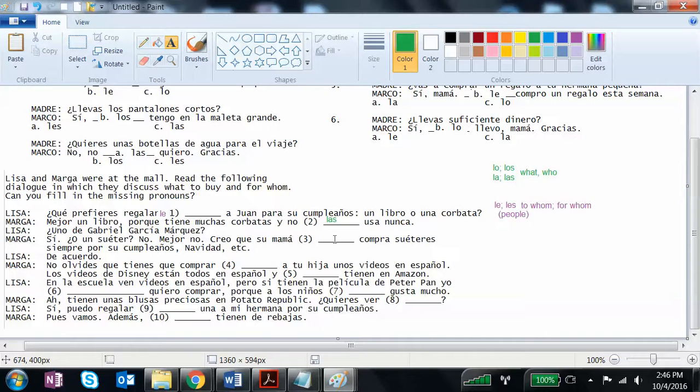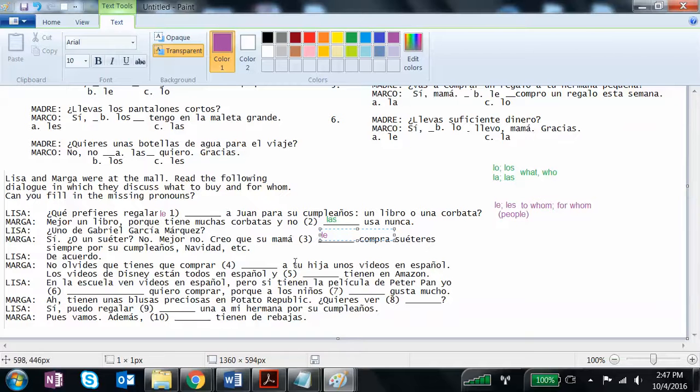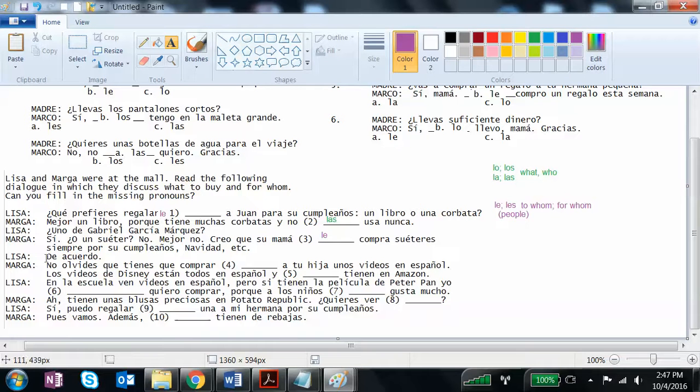Creo que su mamá le compra suéteres. So I believe that his mother buys, she's the subject, buying is the verb, and what's being bought are sweaters. For whom are they being bought? They're being bought for Juan. So this is when you would need your indirect object, because this is what's being bought. This is who's doing the buying, but you don't have for whom it's being bought. So you would put a le here. Okay, no, and then it says, siempre por su cumpleaños, Navidad, etc.